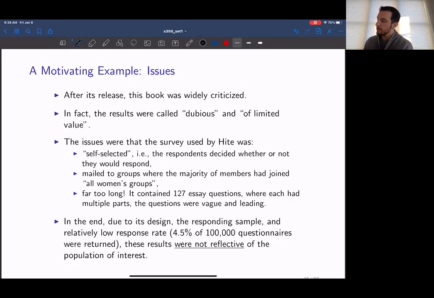So due to the design and the strategy that was used, the response rate was roughly 4.5% of the 100,000 questionnaires that were sent out. So this is a very low response rate. We have these 4 statistics that I cited on the previous slide. There were probably more results that came out of this particular book. It turns out that this was based off of a very small response rate of a sample that was likely not representative of the target population, which isn't even very clearly defined in this particular illustration.